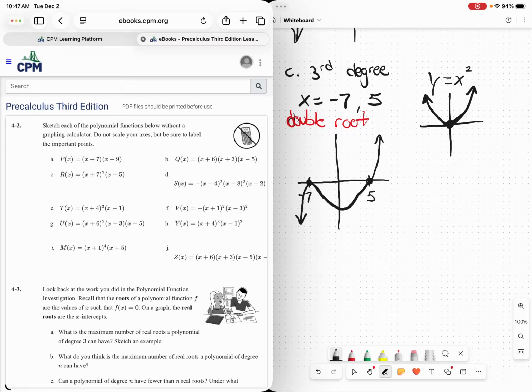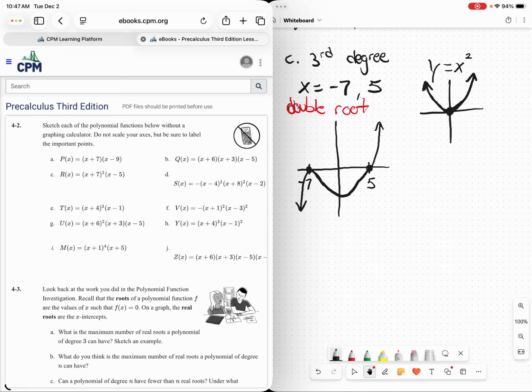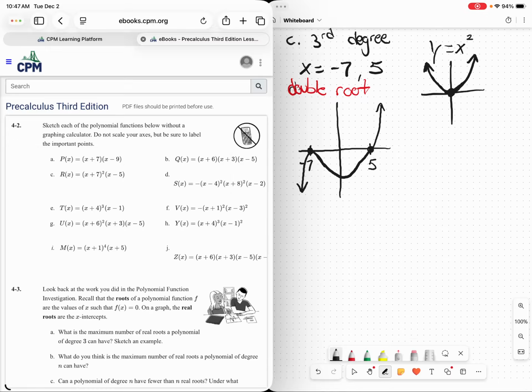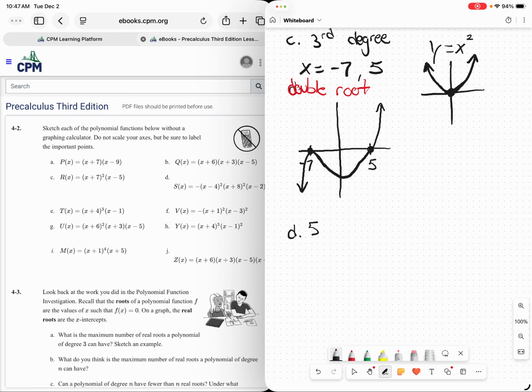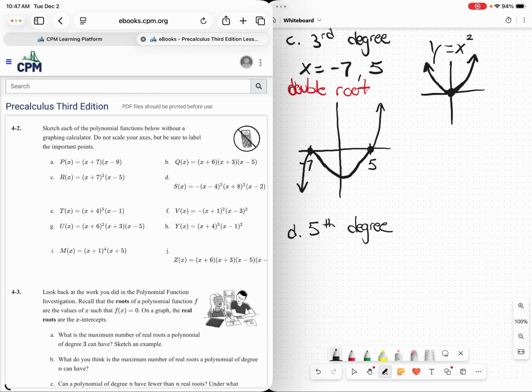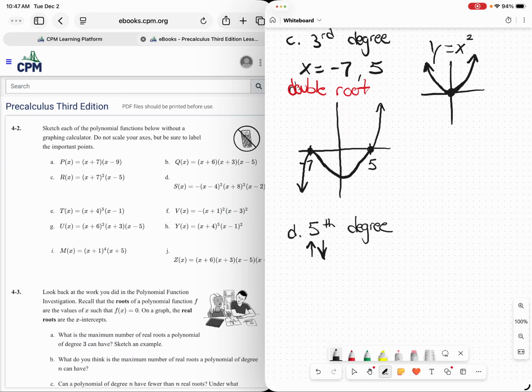Okay, so let's look at D. So notice on D, we have 2, 4, 5. So D is a 5th degree. So still odd, so still different in behavior, right? Notice it's negative now. That changes our end behavior to up, down, right? It's odd, so it's opposite, but it's up, down.